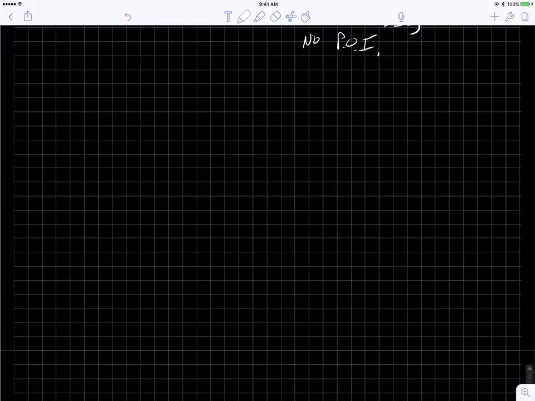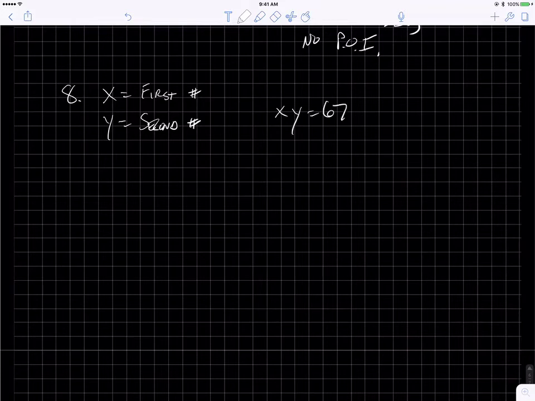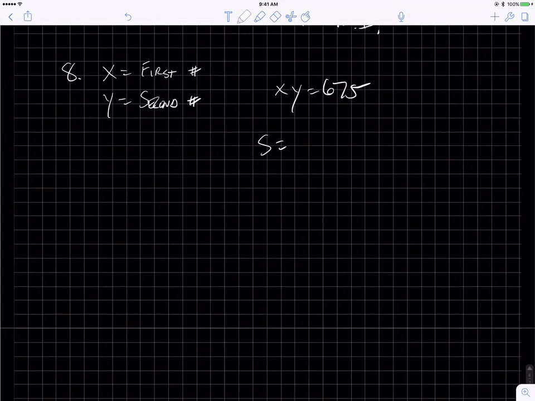All right. So now I'm doing number 8. Let me see what that one is. The product of two positive numbers. So I've got x is the first number and y is the second number. The product of two positive numbers is 675. And then I want to minimize the sum of the first plus 3 times the second.